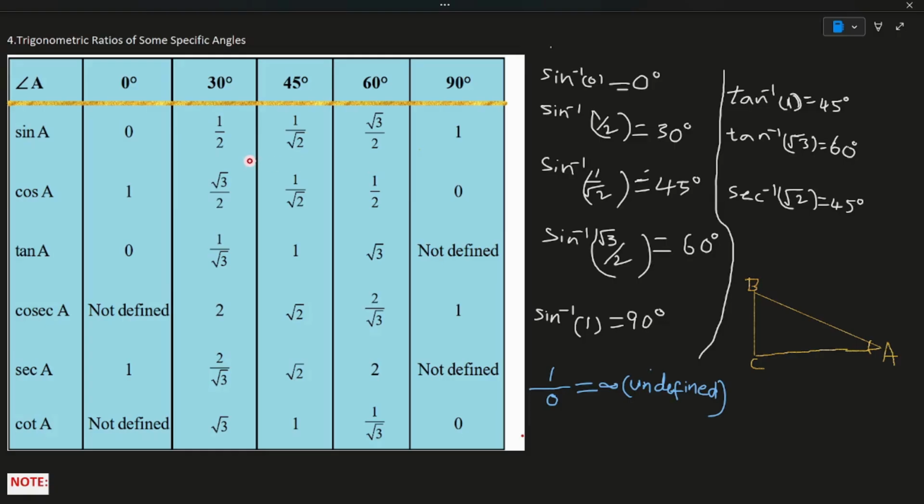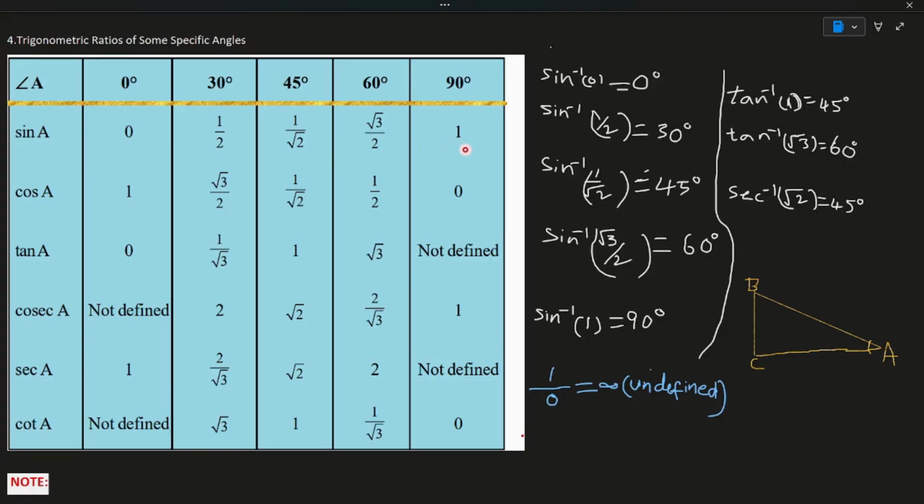The ratios from the different angles. For example, we know that sin 0 degrees equal to 0, sin 30 equal to 1 by 2, sin 45 equal to 1 by root 2, sin 60 equal to root 3 by 2, sin 90 equal to 1. So in this manner, we can rewrite sin inverse of 0 equal to 0 degrees, sin inverse of 1 by 2 equal to 30 degrees, sin inverse of 1 by root 2 equal to 45 degrees, sin inverse of root 3 by 2 equal to 60 degrees, sin inverse of 1 equal to 90 degrees.